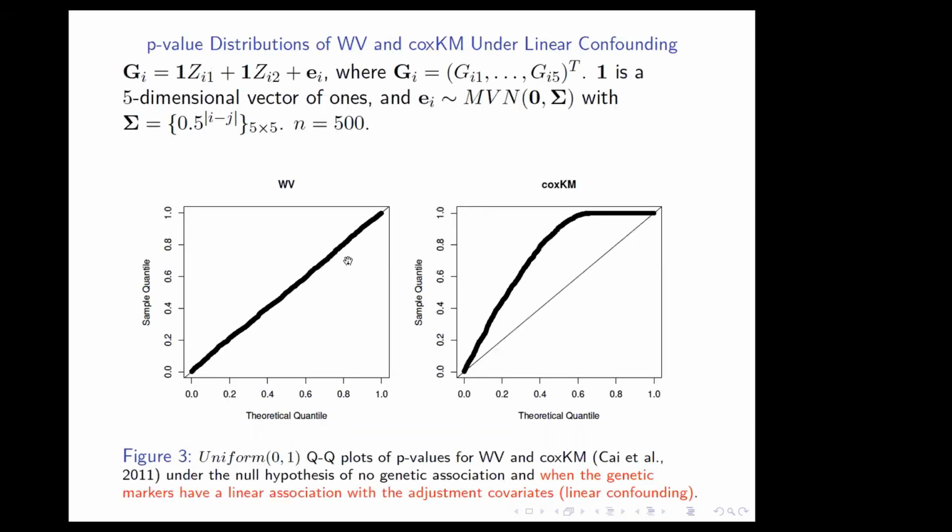Then we compare the QQ plots of p-values between WV and coxKM under linear confounding. This time the genetic markers are continuous variables. They were generated from this linear model with Z1 and Z2 as 2 covariates. So here the genetic markers mimic the gene expression values. Under linear confounding, you can see the QQ plot for WV still looks like uniform 0-1. But the coxKM, its QQ plot looks very bad. And this QQ plot implies that the coxKM is very, very conservative under linear confounding.